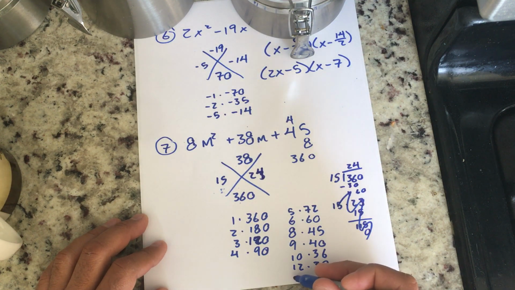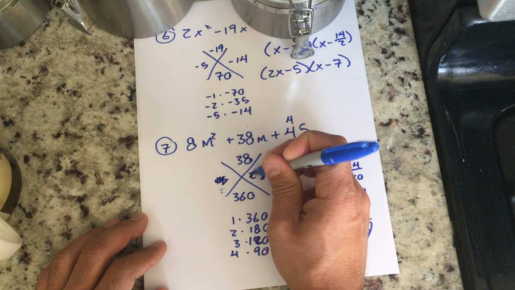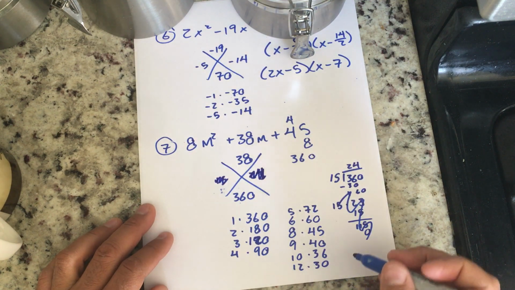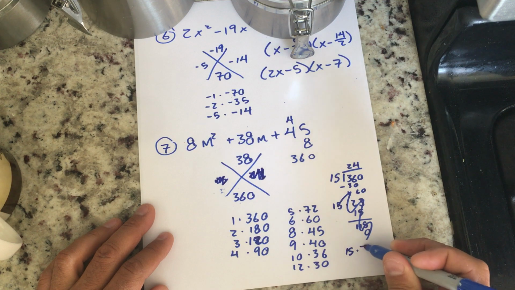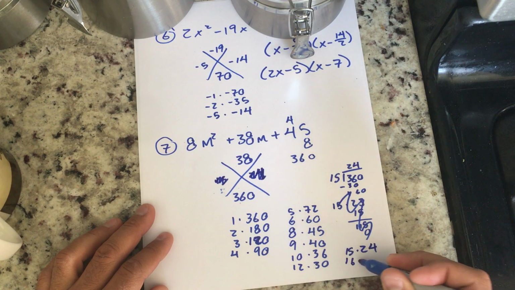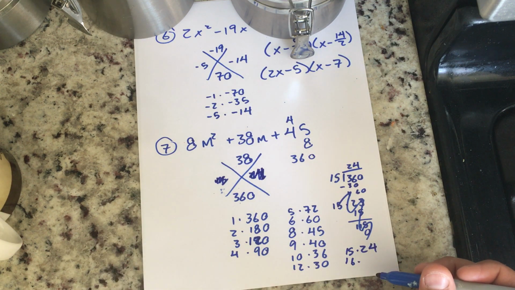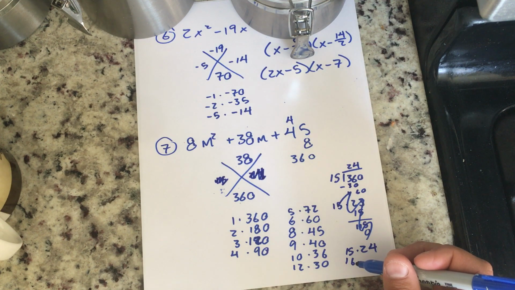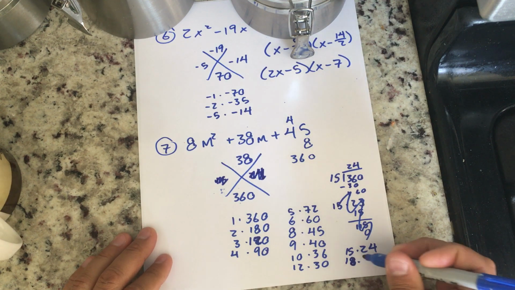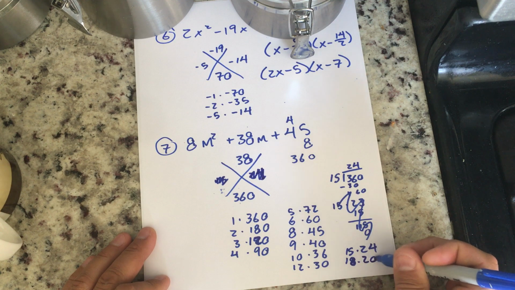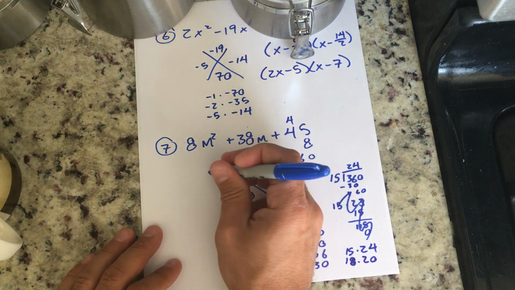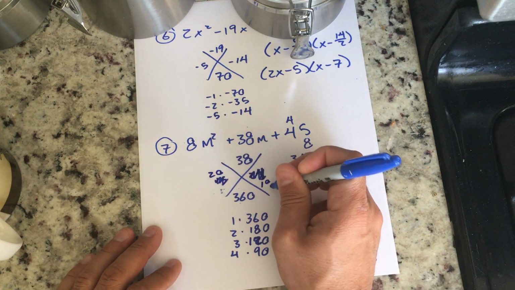So then 16. So those didn't work, sorry. 15 and 24. So 16 and, does that work? No. 17. 18. 18 and 20. That's going to work. Okay. So 20 and 18.